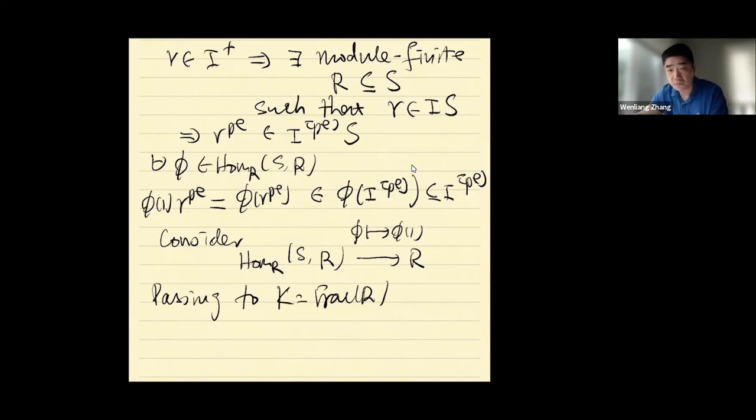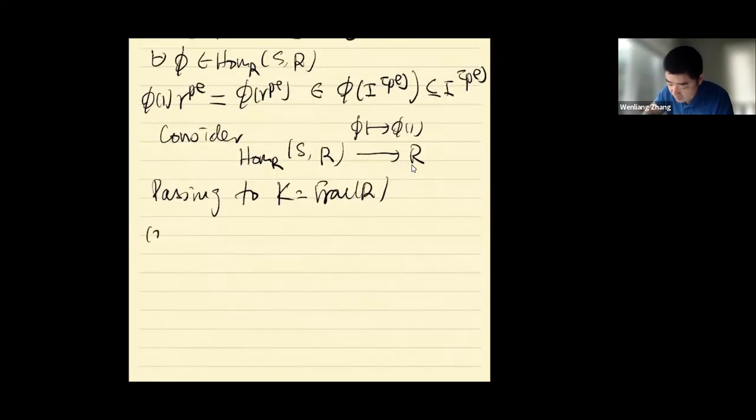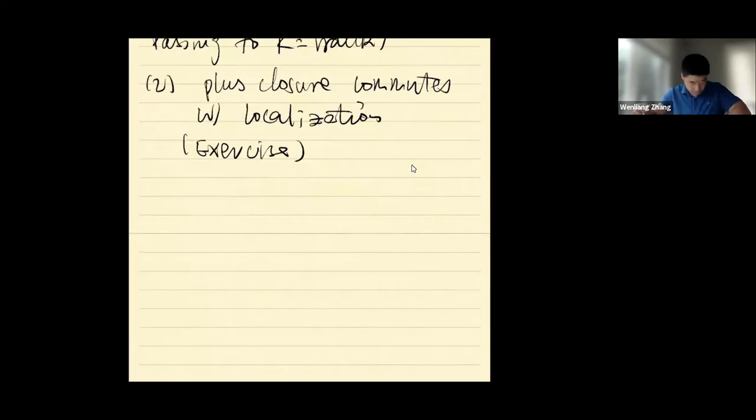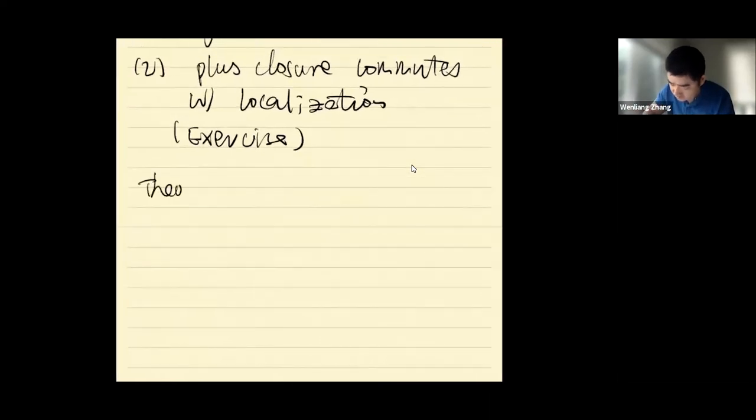So the upshot is plus closure is actually contained in the tight closure. Now, the second part of the remark is plus closure commutes with localization. More precisely, because R plus commutes with localization, but I'll leave this as an exercise. All right. Now, given this, let me mention the theorem. This was due to Smith.